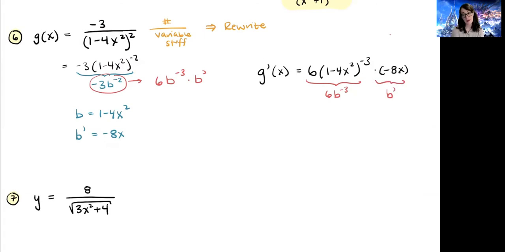And now pause this and try to simplify this. So again, we have a 6 in the front times a single term from our b prime. So we want to combine those together by multiplying them. So 6 times negative 8 is negative 48.